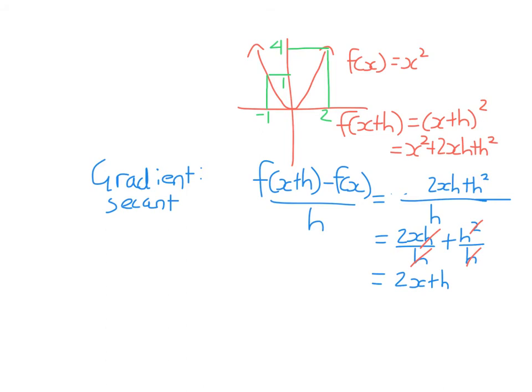So let's say I'm going to calculate the gradient of the secant between these 2 points here. The first point is (-1, 1), and the second point is (2, 4). So here, the distance between x values is 3. That's my h value. So the gradient between these 2 points is 2 times the first x value, minus 1, plus h. And that gives me an answer of 1. So that is the gradient of the secant between these 2 points.